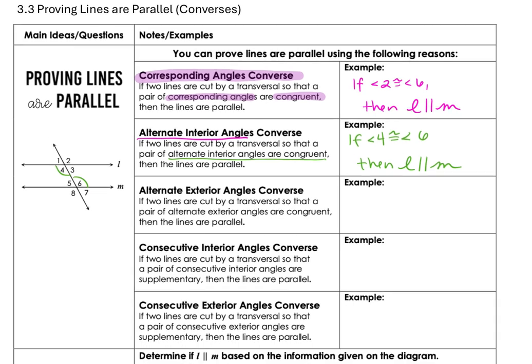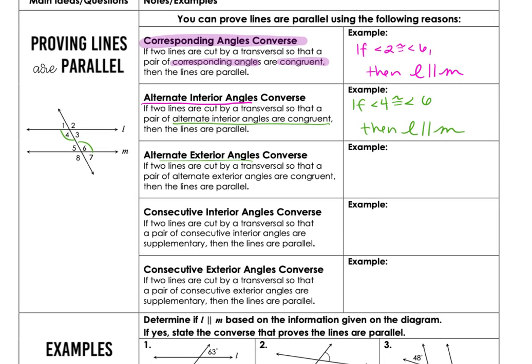Okay, so what about alternate exteriors? Give me a pair. 2 and 8. If angle 2 is congruent to angle 8, then what? Then L is parallel to M. Then we get to consecutive or same side interior and same side exterior. What's different about these? They're supplementary.